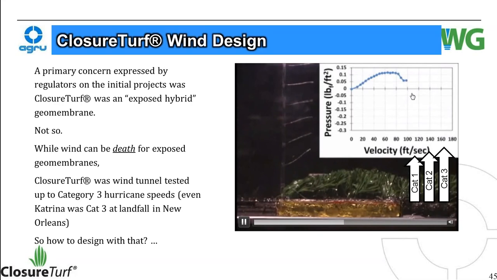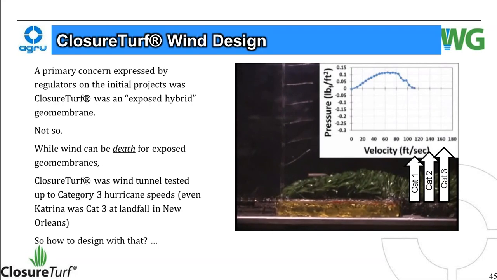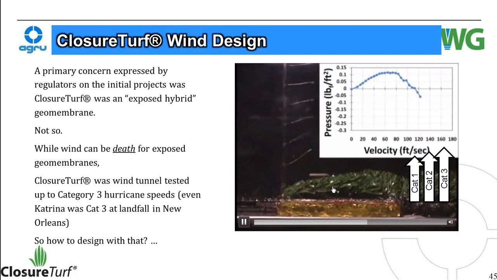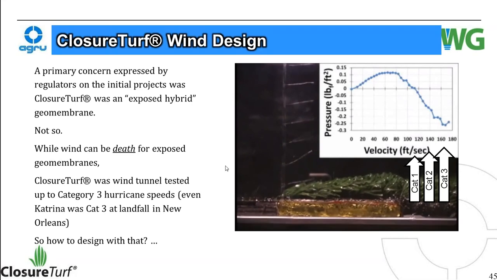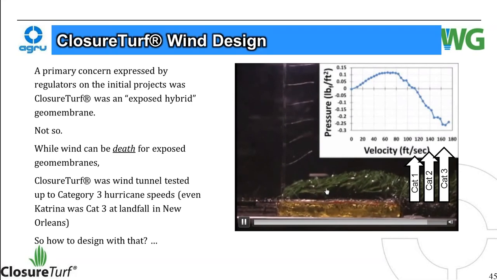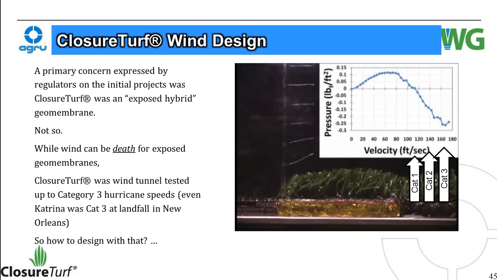Once it reached Category 1 hurricane wind speeds, it started to go negative as far as uplift goes. And the reason being is you see these grass blades starting to fold over under the wind. Well, that means they're also pushing down on the fabric below. And then you notice this wind flow indicator is pretty turbulent here versus these guys up here. There's a reason, and we'll get to the importance of that in a minute. But first, how do you design with this type of information?